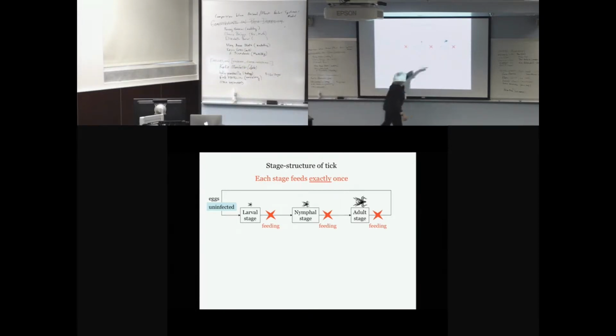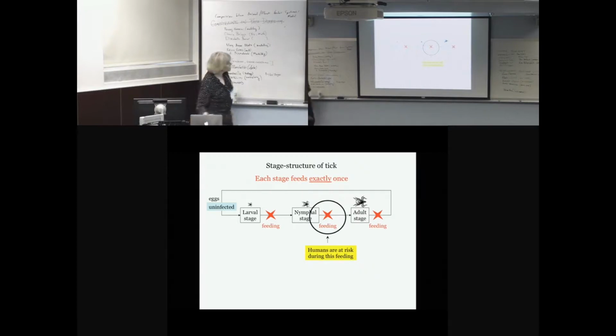So usually the adult stage produces eggs that are uninfected. So there's not really effective transmission from the adult to the offspring. The larval ticks are uninfected because they've come out as uninfected eggs. They feed once before becoming nymphal ticks. And so these nymphal ticks have a chance of becoming infected in the earlier stage. They have to feed again before entering the adult stage. And then they feed again, and those offspring come off uninfected.